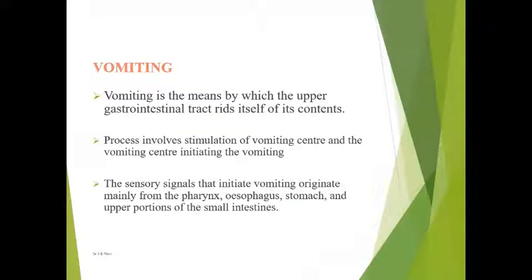So what is vomiting? Vomiting is the means by which the upper gastrointestinal tract rids itself of its contents. So the upper gastrointestinal tract can also get rid of its content via vomiting. So this is where reverse peristalsis comes in. The contents that you can vomit can either come from the upper small intestine or from the stomach. The things that are in the rectum, it's very rare that you can vomit them. It's very rare that a person can vomit fecal material.